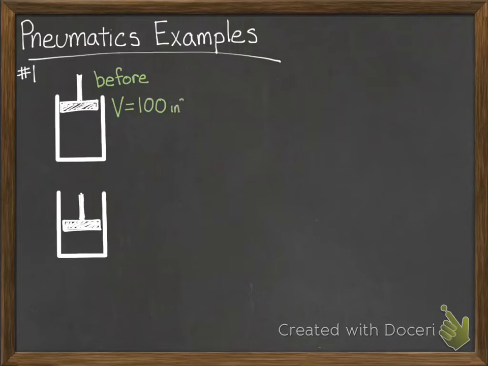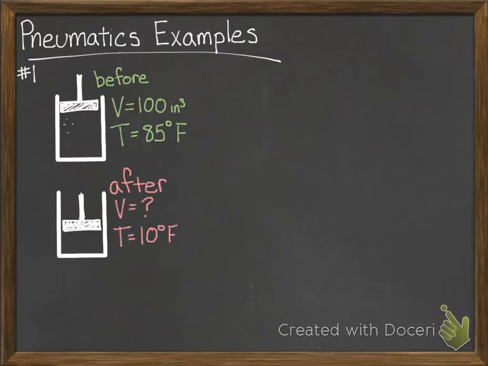So in this first problem, you can see we've got two depictions, but they're the same container. One is at the beginning and one is at the end. So you can see we've compressed that gas in there a little bit. Based on these values that we have here, we can see that the volume has changed, but we don't know the ending volume. The temperature has changed, right? So the temperature's gone down from 85 degrees to 10 degrees Fahrenheit. So what we need here is an equation that's going to use V and T.